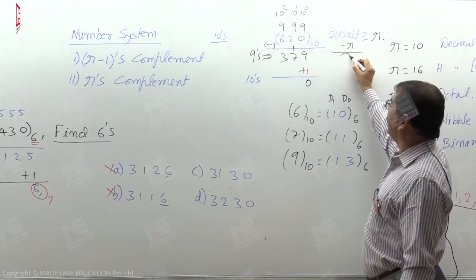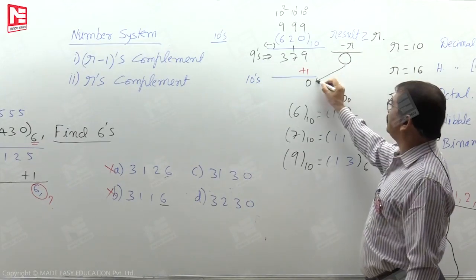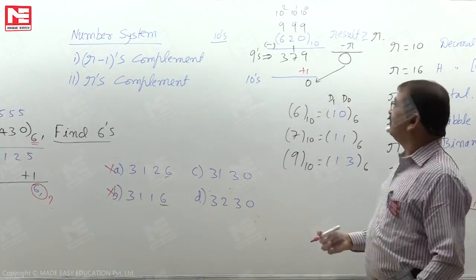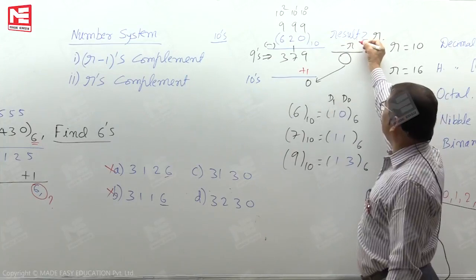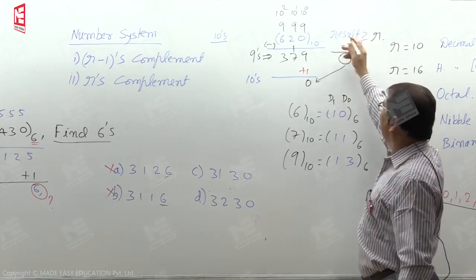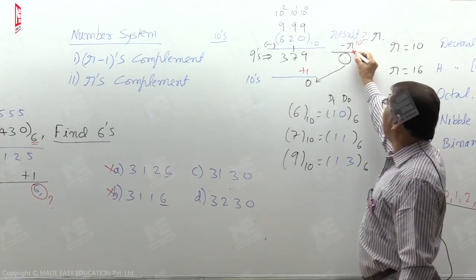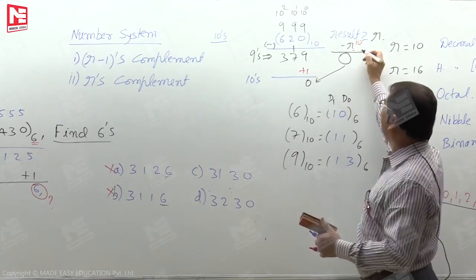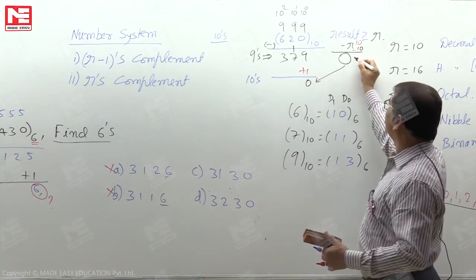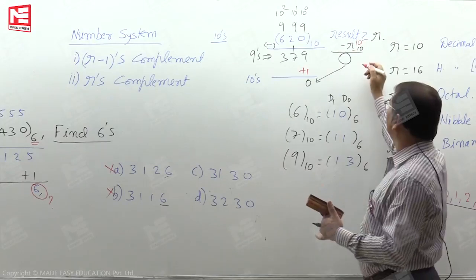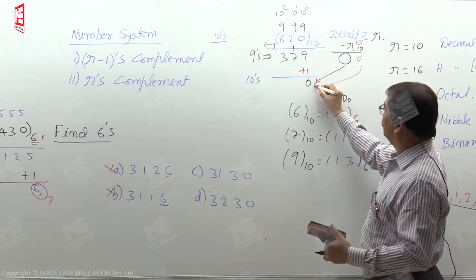What is the result we are getting? This is to be placed here. So in this example, the result is 10, 9 plus 1. We subtract the radix. Radix is 10. The result is, of course, 0. That is the reason why we have 0 here.